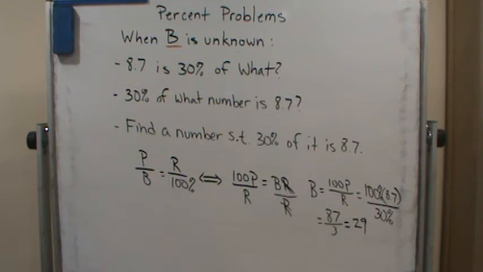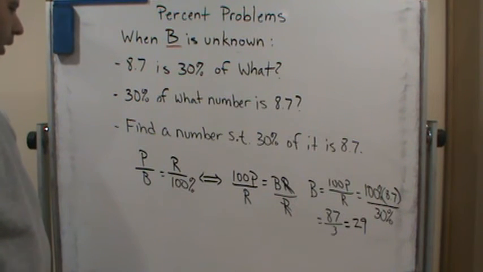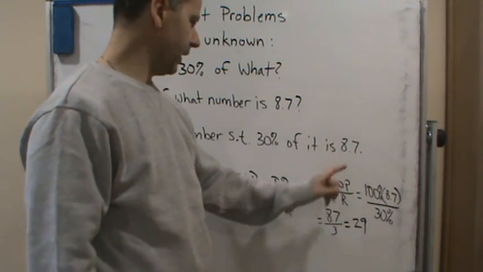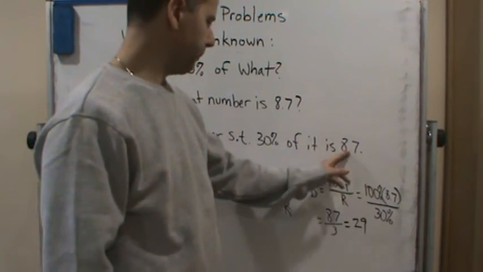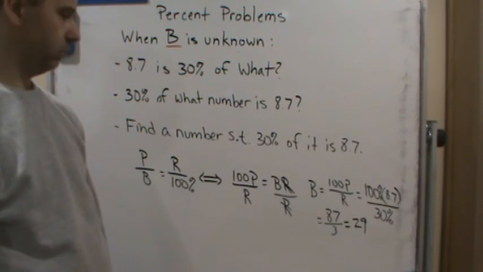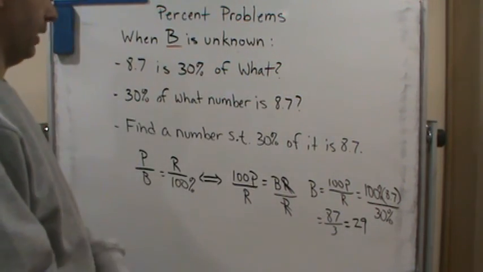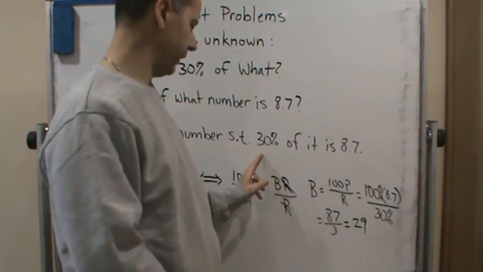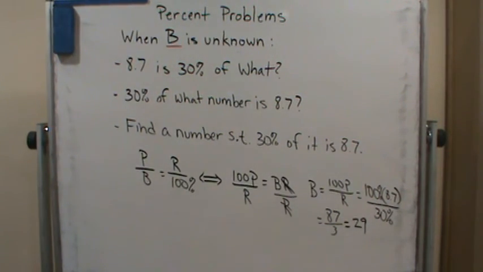Now, always check your answer. If 29 is the base, then we should take 30% of that and see if we get 8.7. Or we could take 8.7 divided by 29 and see if we get 30%. But this is probably better: we can multiply 29 times 30%, or 0.3, and see if we get 8.7. So always check your answer to make sure that you're doing it correctly.